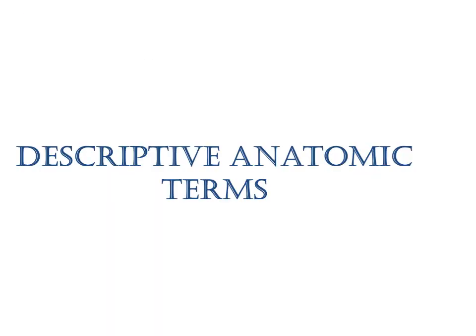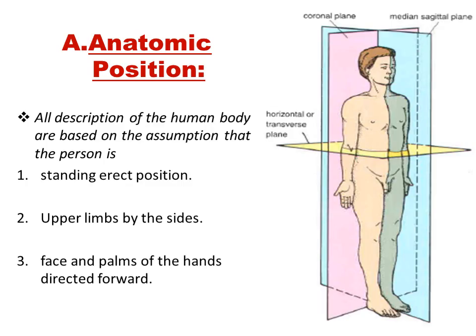There are many types of terms, and position is very important in anatomy. Which types? Number one, anatomical position. Number two, the anatomical plane. What do anatomical position and anatomical plane mean? Anatomical position means, number one, standing erect, like this man is standing. Upper limbs by the side, the face and the palms of the hands directed forward. What does forward mean? It means anteriorly.